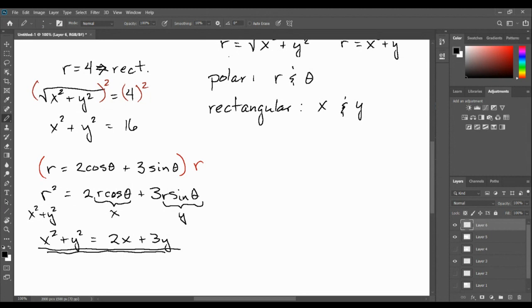Multiplying by r gave us that option because then we had r cosine theta and r sine theta, which we could replace with x and y respectively. And we had r squared that we could replace with x squared plus y squared.